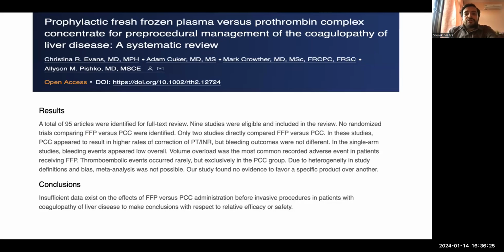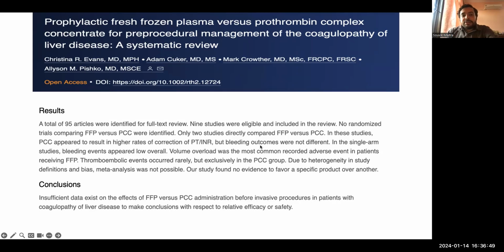Another systematic review was also recently published. That systematic review says that insufficient data exists on the effect of FFP versus PCC administration before an invasive procedure in patients with coagulopathy due to liver disease. In this clinical scenario, there is probably an earlier and higher rate of correction of PT and INR, but bleeding outcomes were not significant.